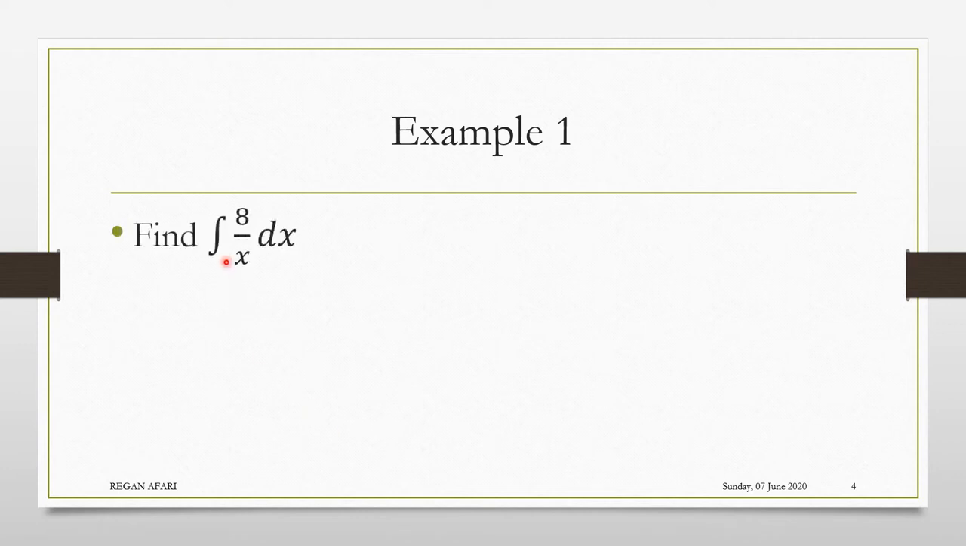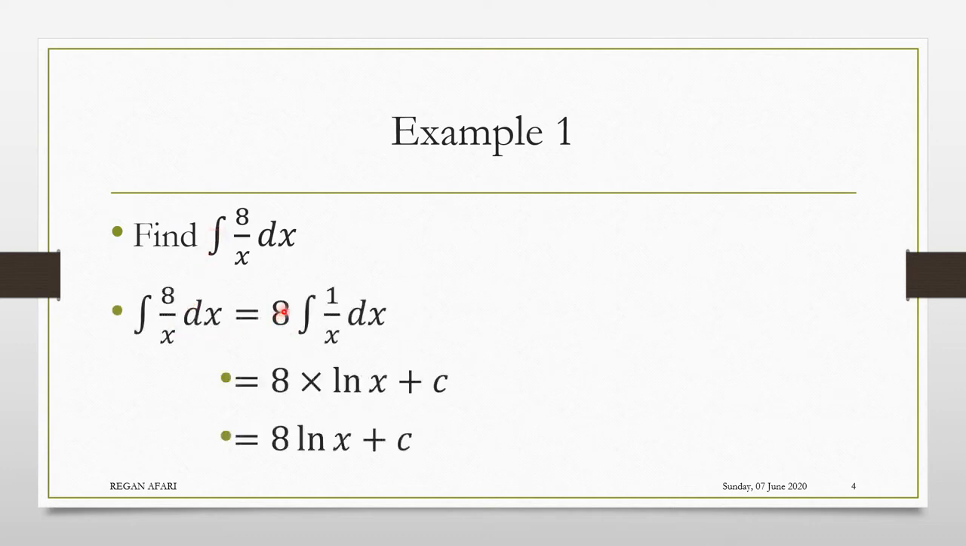Okay, so we have an example. We want to find the integral of 8 over x dx. The first thing we would want to do is to pull out 8. When we do that, we have 8 times the integral of 1 over x, and we said 1 over x is what? Ln x. So we have 8 ln x plus c. See, very simple.